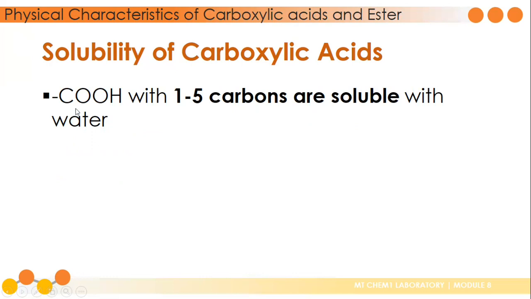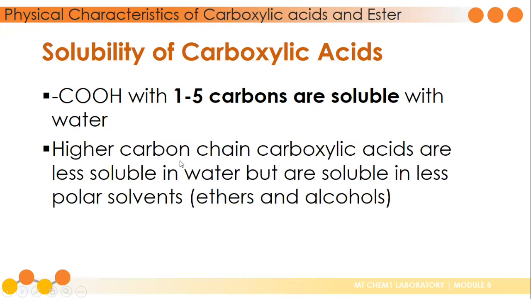Another thing to remember in the solubility of carboxylic acids is that if there are 1 to 5 carbons in the chain of the carboxylic acid, it is soluble with water. So carboxylic acids with a 1 to 5 carbon chain are soluble with water, but higher carbon chain carboxylic acids are less soluble. Okay, but they are still soluble in less polar solvents. This is because as your hydrophobic chain, or the carbon chain length, increases, it becomes less and less soluble in water.